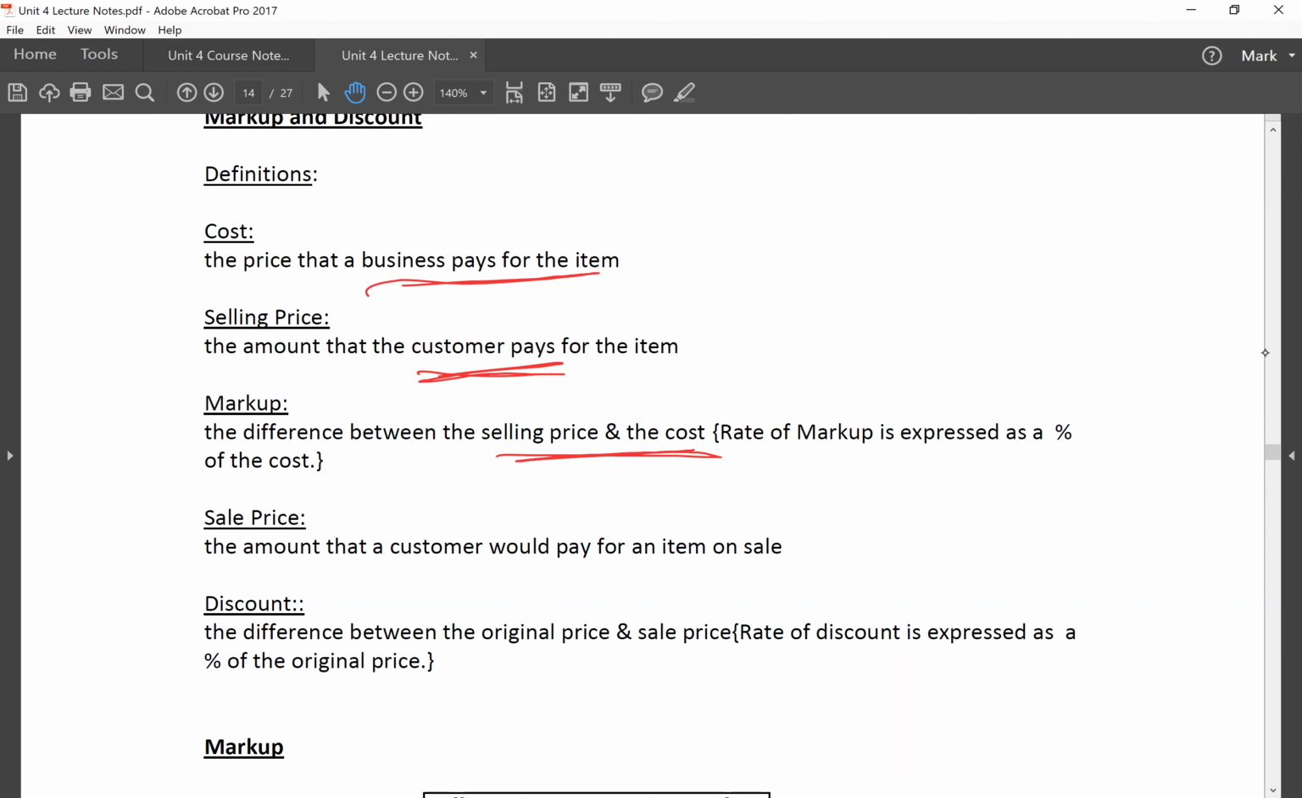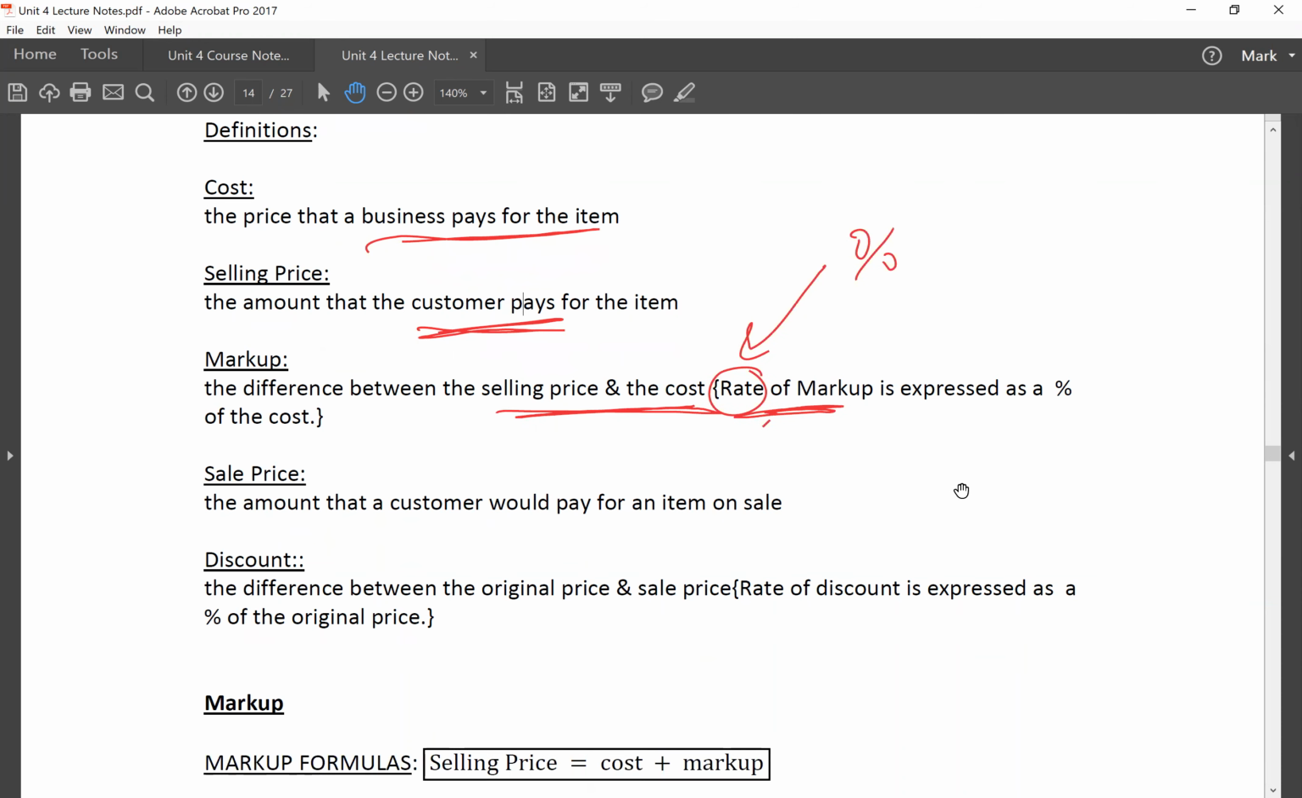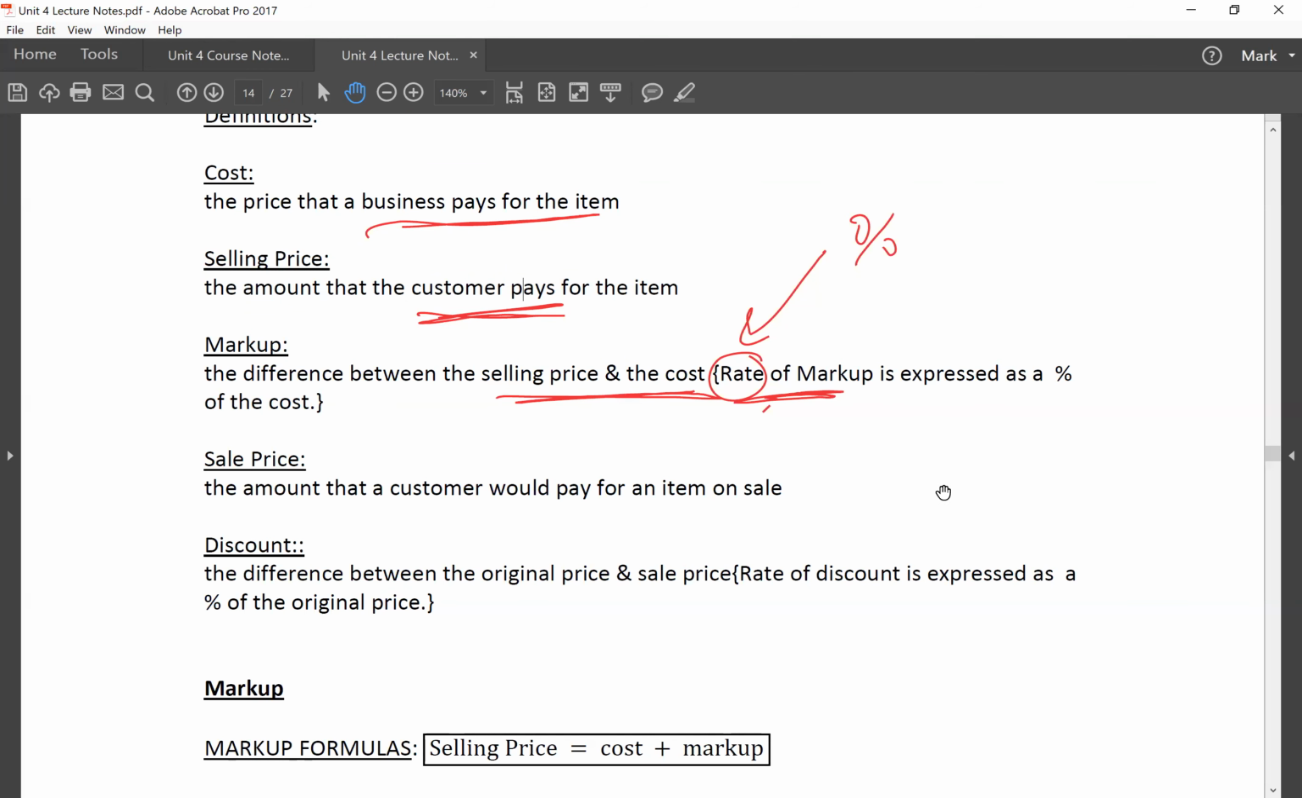So you go to a farm, you pay for the vegetables at cost, and let's say you mark everything up 50%. That's the rate of markup. Rate, if you ever see the word rate, rate means percent. Okay, sale price. Sale price is what the customer would pay if the item was on sale.